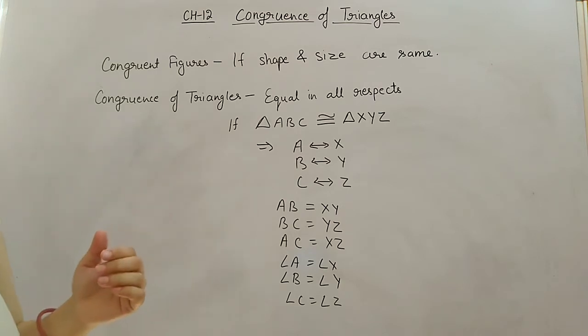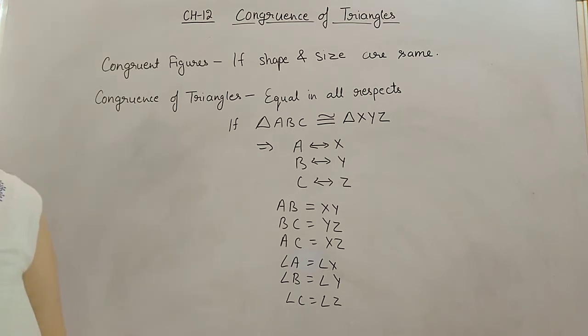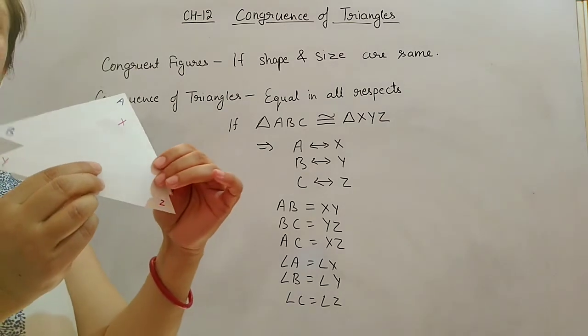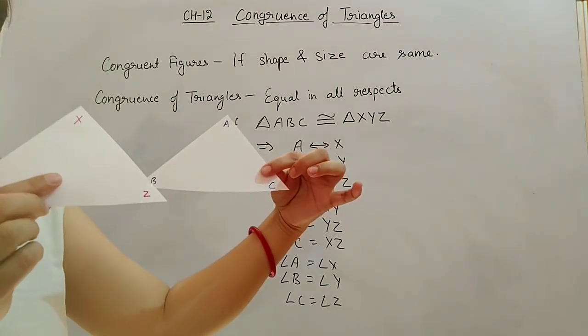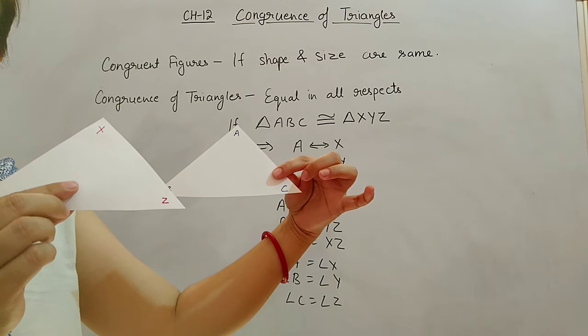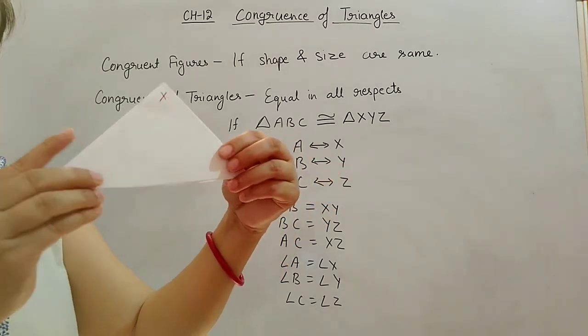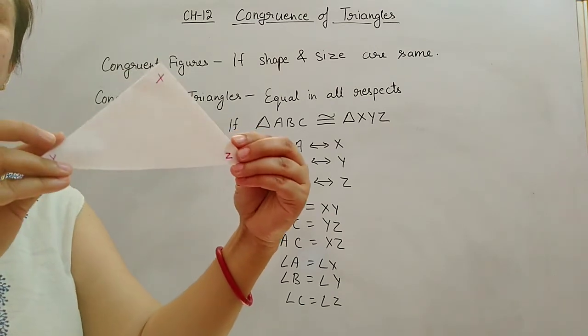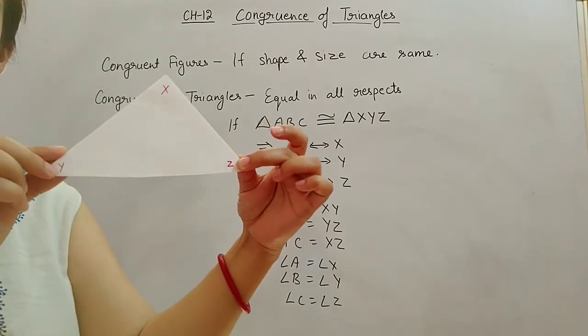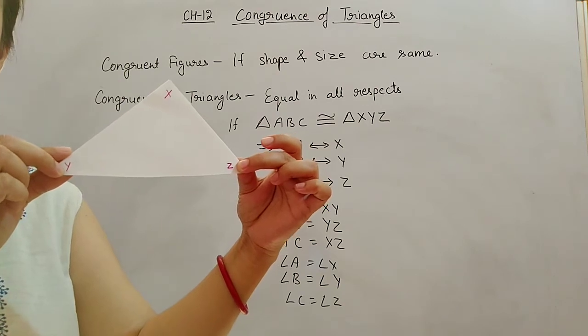Congruency of triangles means two triangles are equal in all aspects. All aspects means we are talking about all the 3 points, all the 3 corners, all the 3 lines and all the 3 angles. So you can see here I have two triangles, ABC and XYZ. If I overlap these two triangles, you can see they overlap each other perfectly. It means these two triangles are congruent triangles.